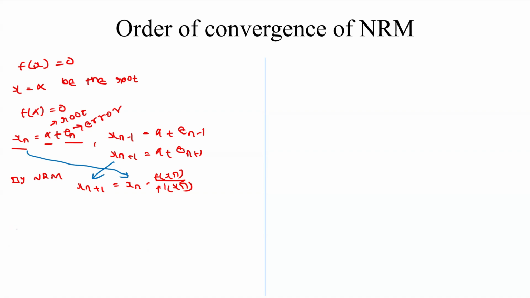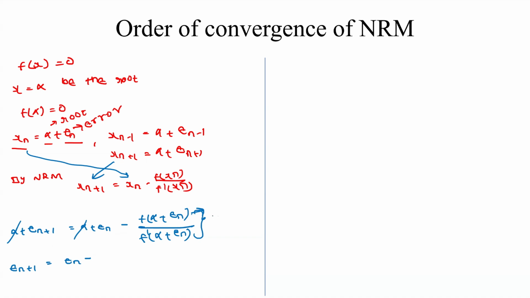So I will write alpha plus en plus 1 is equal to alpha plus en minus f of alpha plus en by f dash of alpha plus en. Next, alpha and alpha get cancelled and en plus 1 is equal to en minus, and I will expand these two by Taylor series.